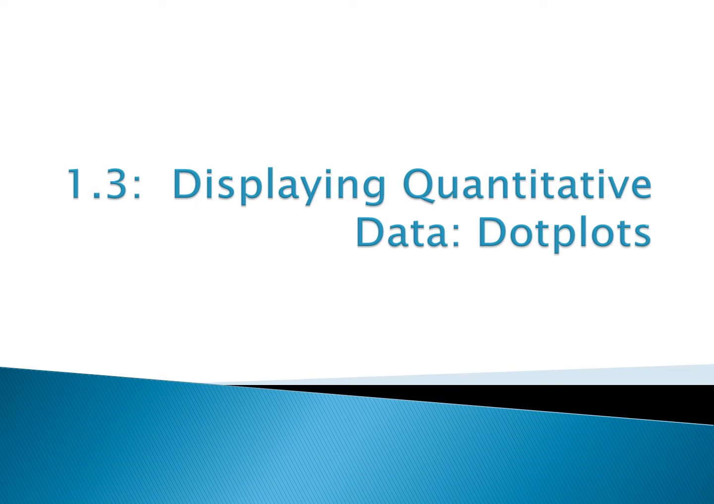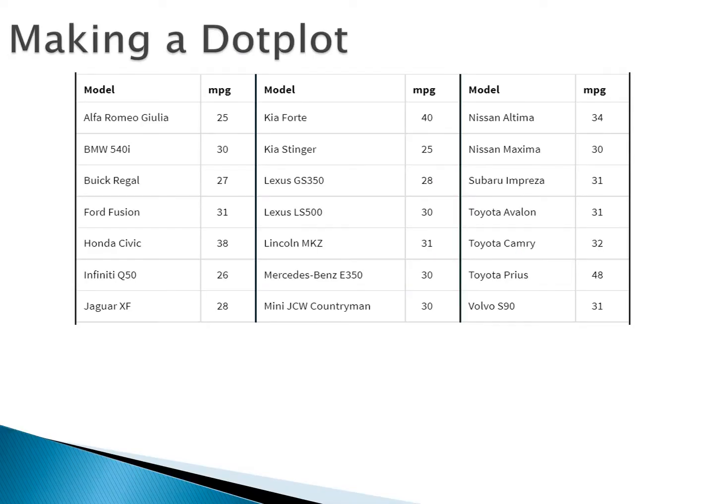Section 1.3, displaying quantitative data, dot plots. This is the first of a number of different graphical displays we'll go over for quantitative data. So in this data set here, we have the average miles per gallon for a number of different car models. We want to take this and create a dot plot. You've probably seen a dot plot before. You may or may not have had to make one.